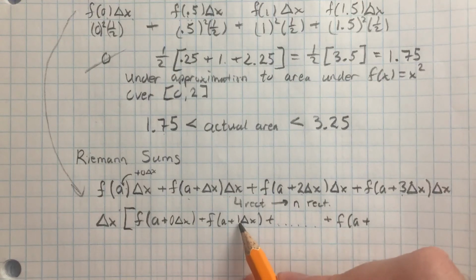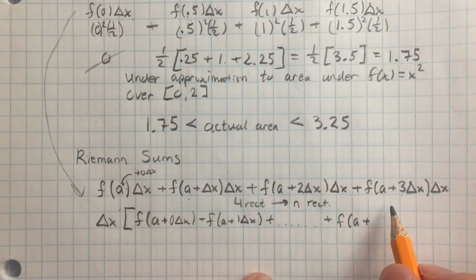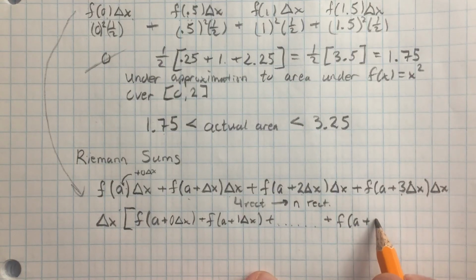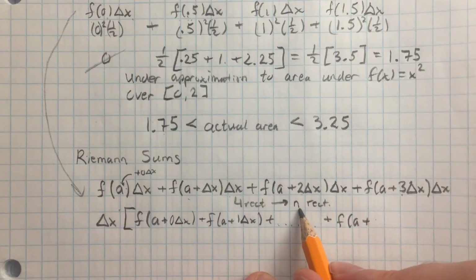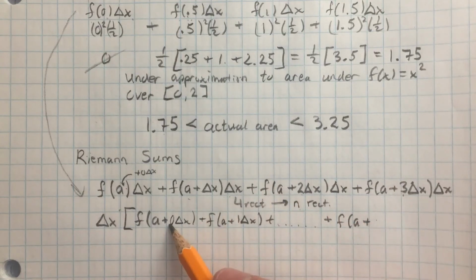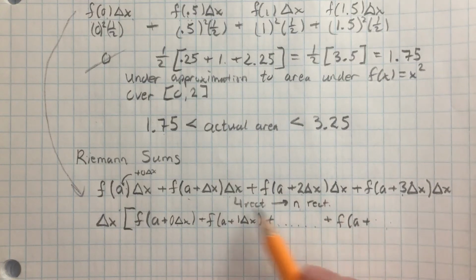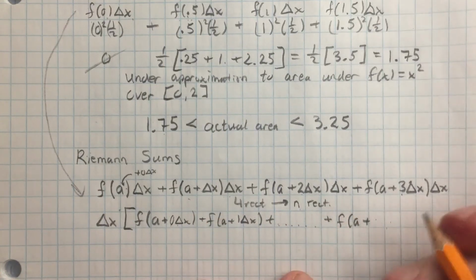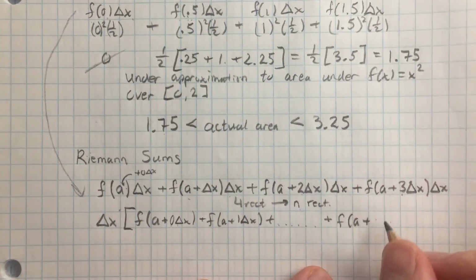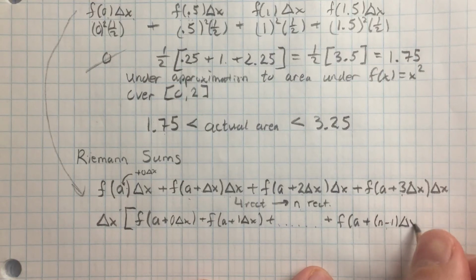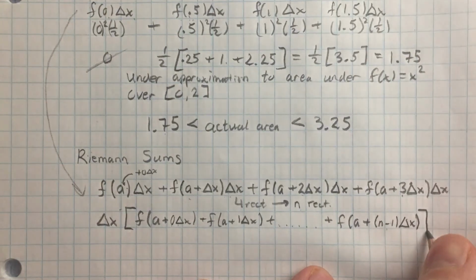How many would you go through? Well, here, when it was 4 rectangles, we ended up with 3 as the last value on delta x. So this should be n minus 1 if we're going to have n rectangles. That's because we're starting with a 0 value here. So we end up with n minus 1. From 0 to n minus 1 is n terms, because we're starting at 0. It's a little confusing there, but we should have n minus 1 in this last expression.